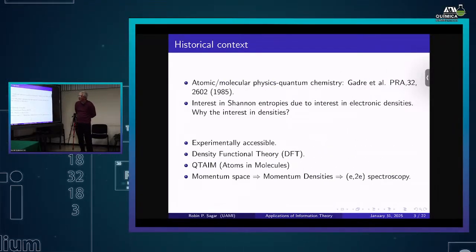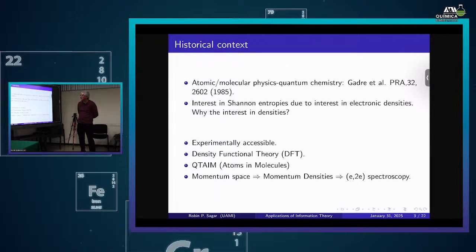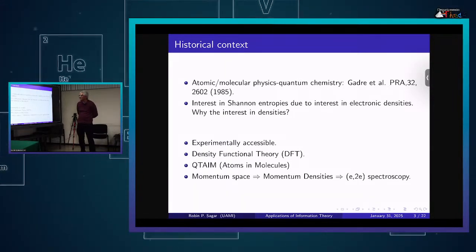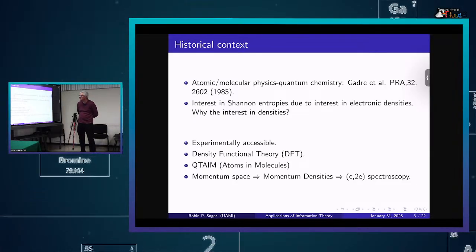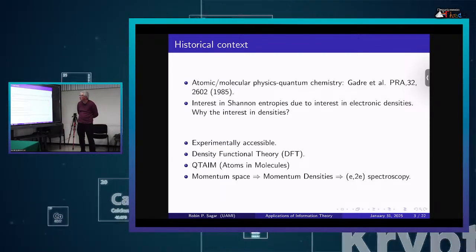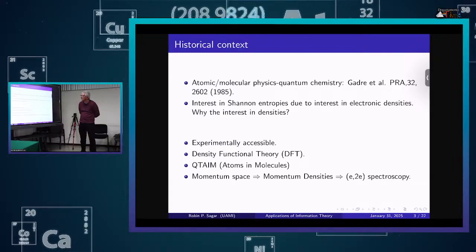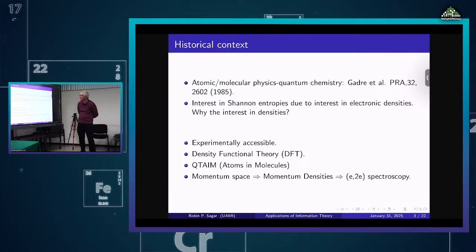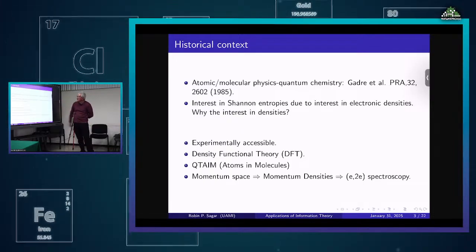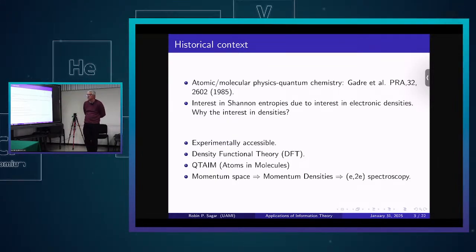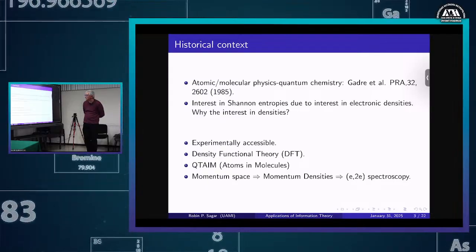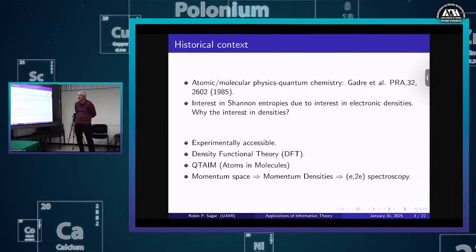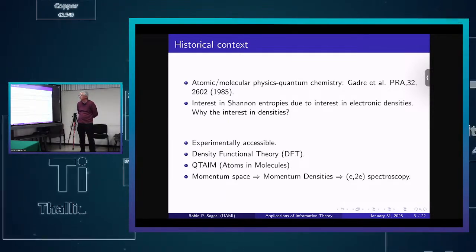Yeah, so in the historical context, I think this paper in 1985 is, I can't say that it's the first, but I think it's one of the first. And I think in an earlier talk, Paul was talking about how he first met Sears when he was 5. And I think in this paper, Gadre is the first author, but Sears definitely played a big role in this paper. And in this paper, it was a study of, among other model systems, neutral atoms.